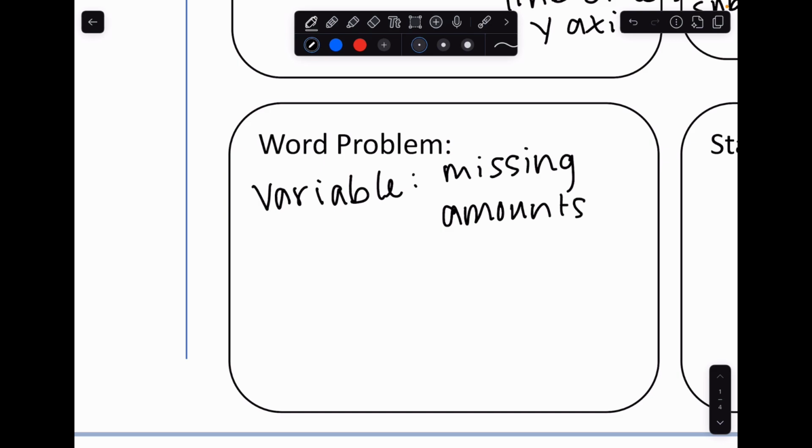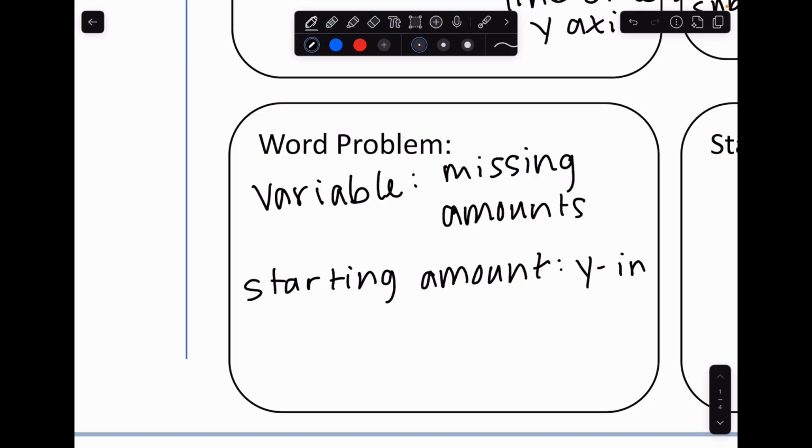So anytime you see a variable, that's something we're going to be focusing on because that's missing. Now, our starting amount, so let's say I start with $5. That starting amount of $5, that's our y-intercept. Okay, so our starting point is always going to be that y-intercept in our equation, or our b.